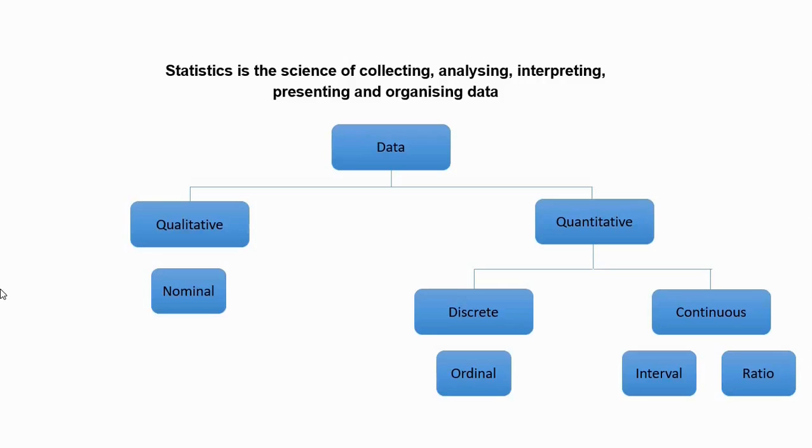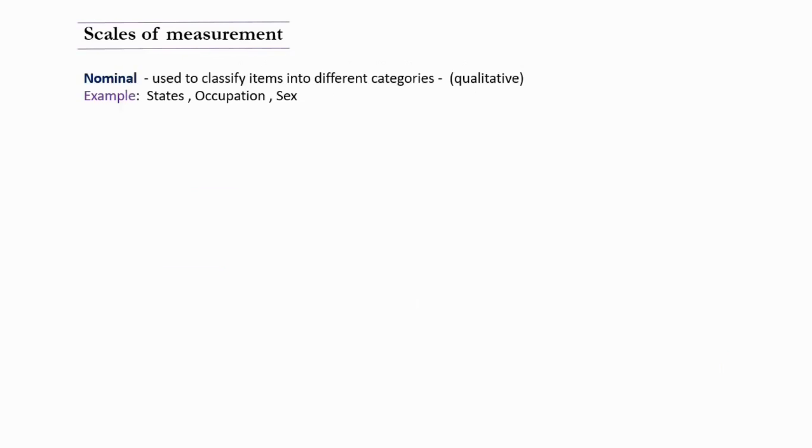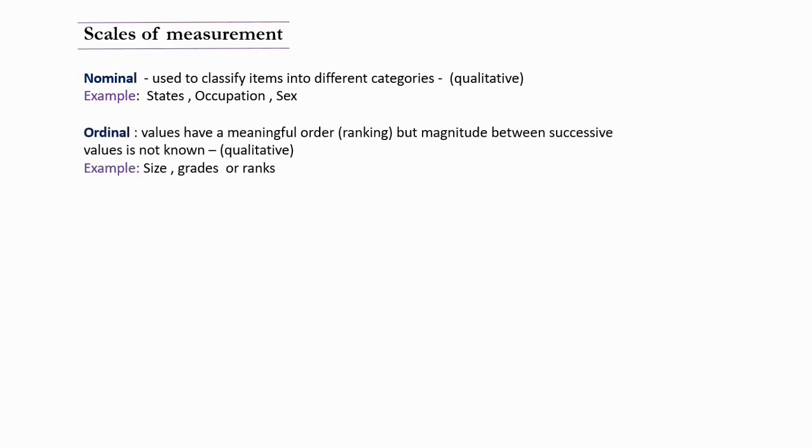Nominal, ordinal, interval and ratio are different scales of measurement. Nominal scale deals with non-numeric data, for example, states, occupation and sex of a specific individual. This can be coded in numbers, but these numeric values don't make any sense for calculating the average. When we come to ordinal scale, values have a meaningful order, or we can say there's a specific ranking. But it also considers qualitative data like size, grades or ranks.